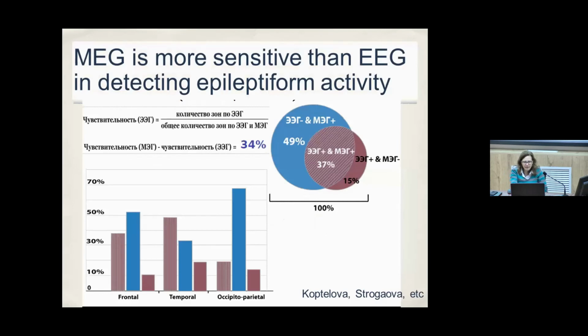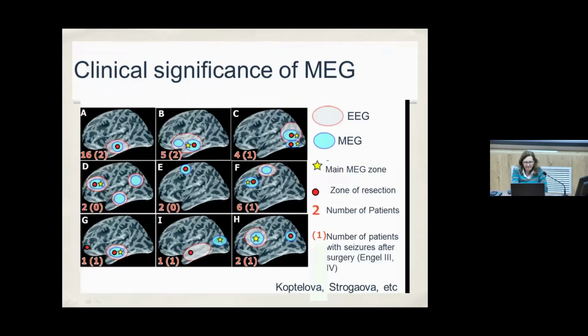And here a little bit more about the sensitivity of imaging in detecting epileptiform activity. Again, in most cases the sensitivity of MEG outperforms by 30% or something. And that's an example in which particular region.